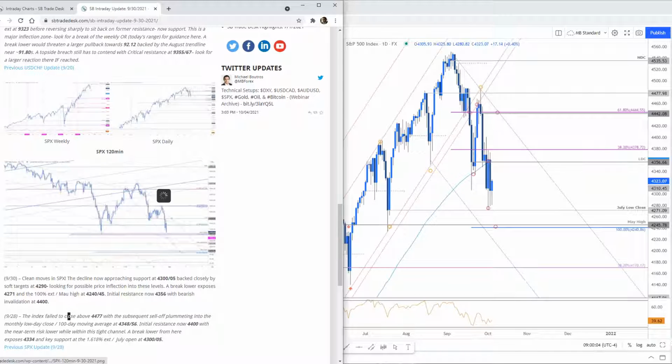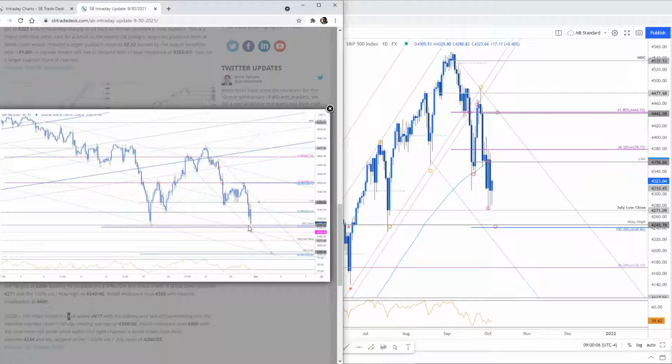Here, it was on the 30th. And what I wanted to highlight was this zone right here. We'd already broken uptrend support. We had tested former support as resistance. We were looking at this descending channel, and our exhaustion points were 42.90 into 42.71.